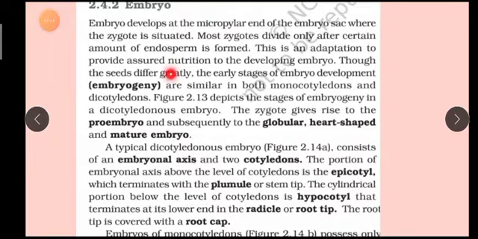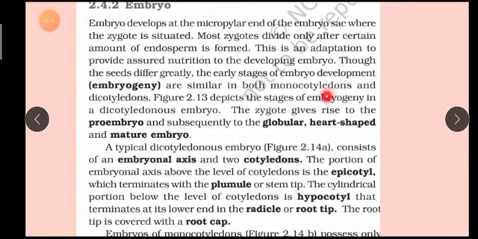Though the seeds differ greatly, the early stages of embryo development are similar in both monocotyledons and dicotyledons. Embryogeny, that means the early stages of how the embryo develops, is generally the same in both monocotyledons and dicotyledons. The seeds may look different, but they are the same.